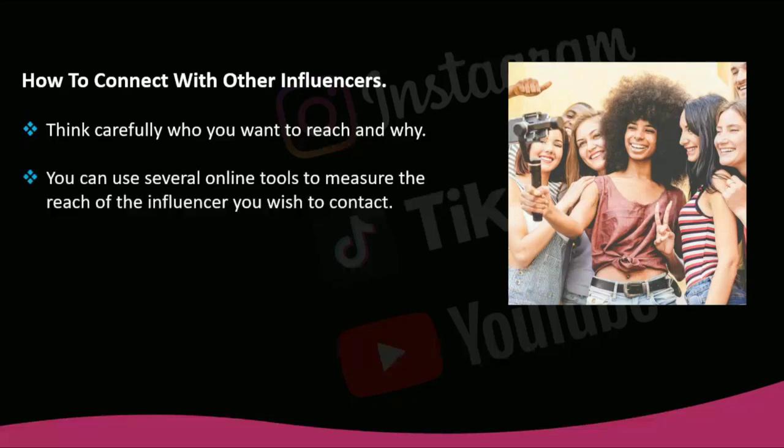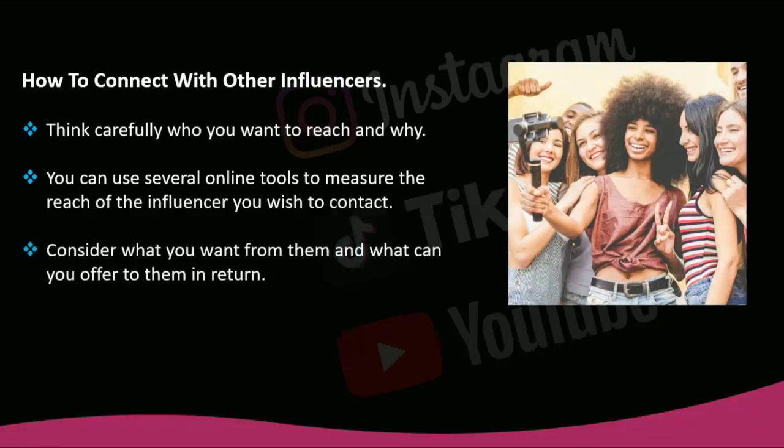You can use several online tools such as HypeAuditor and Influencity to measure the reach of the influencer you wish to contact. Consider what you want from them and what you can offer them in return. Think about the ways in which you and the other influencer can work together. If you can, reach out to them in person. Attend the same events as them. Book a personal appointment if necessary. There's something special about face-to-face communication and the connection it creates that can't be replaced. You can use that in your favor.